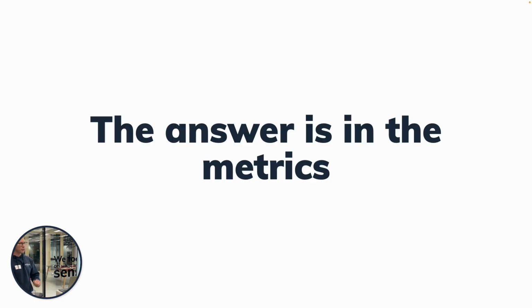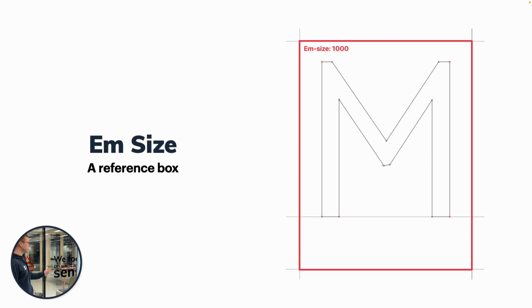So we're going to look at 3 different metrics that will help us to calculate this number based on the values we had in the beginning, on the font size, and the line height. So the first metric we need to look at is the so-called M size. And the M size is basically sort of a reference box around each character. So each character is positioned inside of this reference box, and all the other metrics of the font are relative to the M size. In this case, the M size is set to 1000.